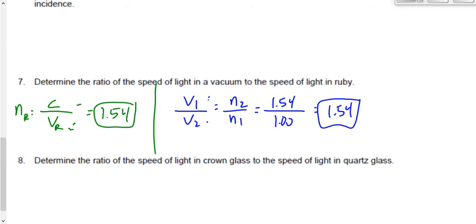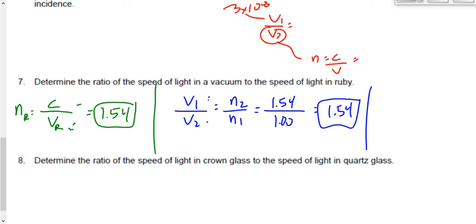Somebody in the last class came up with an even different method for solving this question. Not sure if anybody did this. They said V1 over V2. We know what this is. It's 3 times 10 to the 8. And then they said, well, we can find V2 by saying N is equal to C over V. So V is equal to C over N. Get the speed of light in Ruby, plug it back into here, divide the two, and lo and behold, we end up with 1.54.